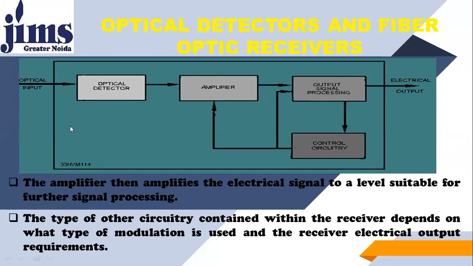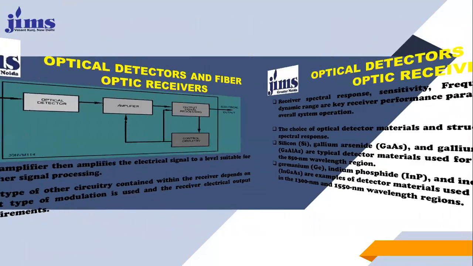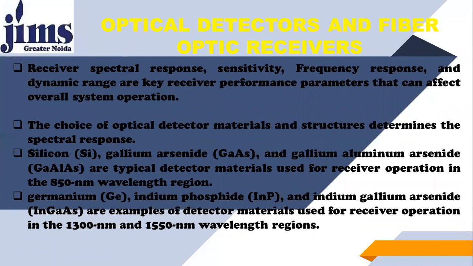So in this way, this is a block diagram of an optical receiver, where the optical detector is the main part. The amplifier amplifies the electrical signal to a level suitable for further signal processing. The type of other circuitry contained within the receiver depends on what type of modulation is used and the receiver electrical output requirement.